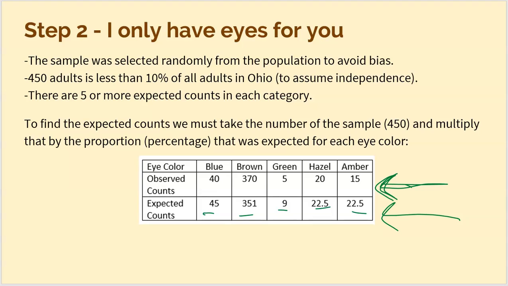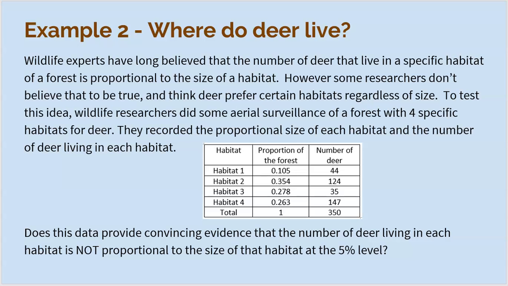All right, let's look at a whole other example just to see all of these steps in play one more time. So where do deer live? Wildlife experts have long believed that the number of deer that live in a specific habitat of a forest is proportional to the size of the habitat. That makes sense. If a habitat size is bigger, then more deer will live there. Makes a lot of sense. However, some researchers don't believe that to be true. They think deer prefer certain habitats regardless of size.